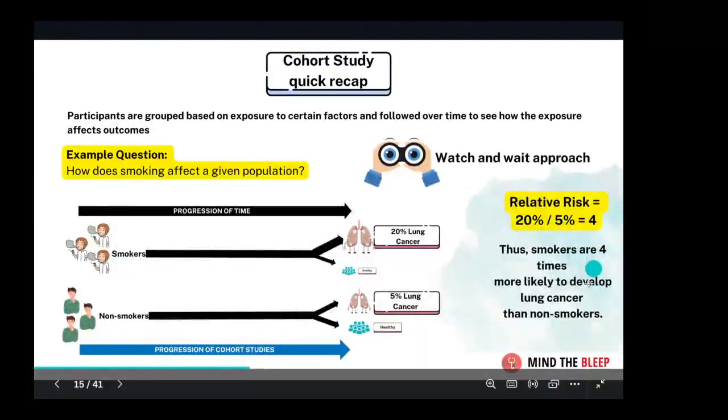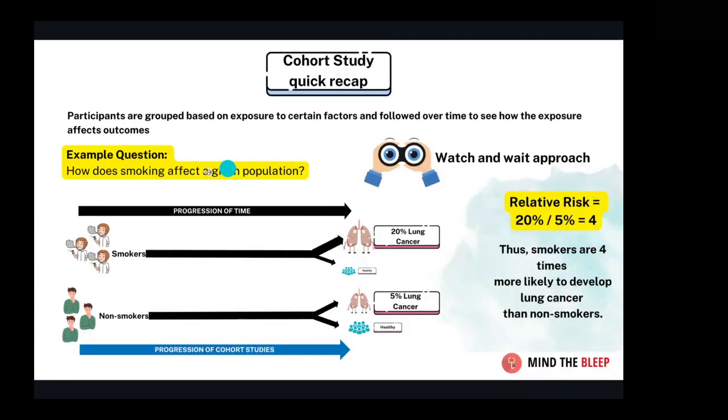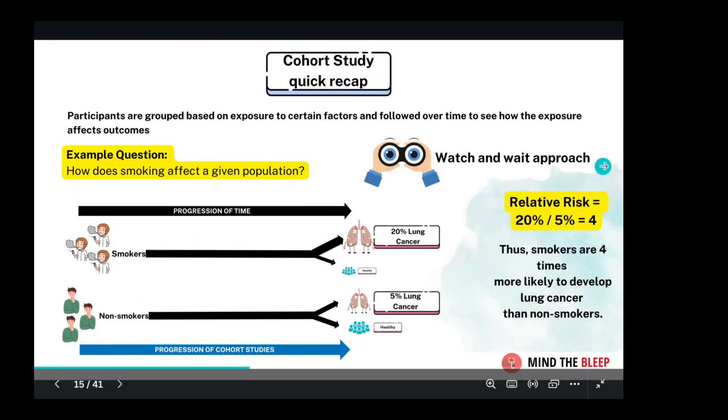Oh, yes. I forgot I put the slide in. So it just comes to show you a visual representation of what I was talking about. So you've got the smokers, 20% develop lung cancer, non-smokers 5%. So 20 divided by 5 is 4, which is our relative risk, and this is commonly used in cohort studies.